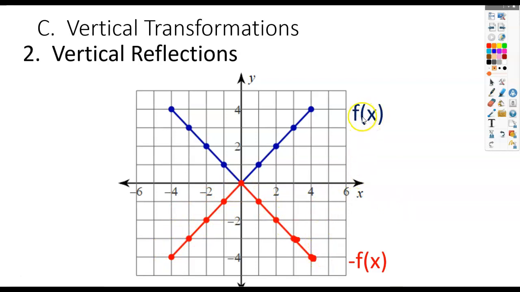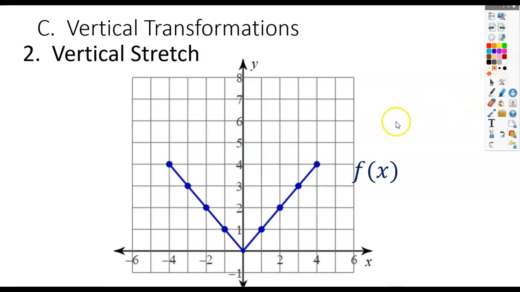So when you have a function and you put a negative in front of it, what it does is it makes the graph go upside down. And that's called a reflection. It reflects it across the x-axis. So the x-axis acts kind of like a mirror.